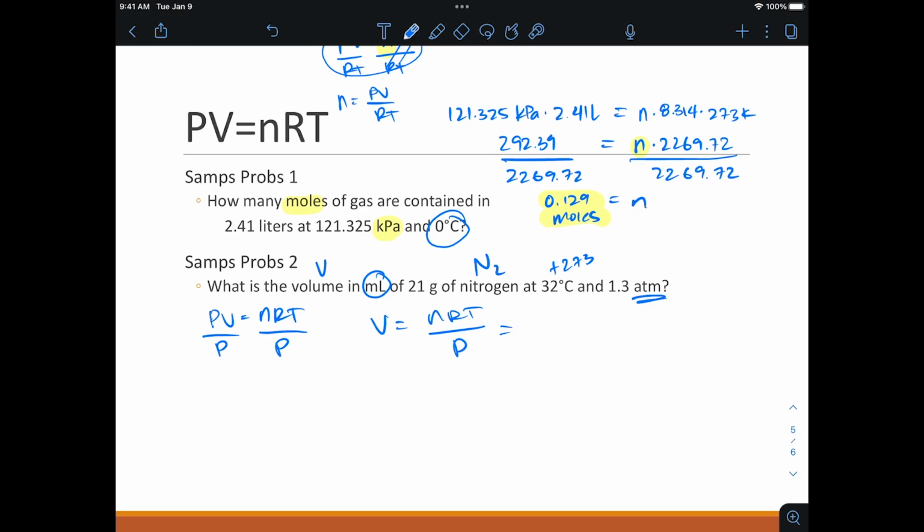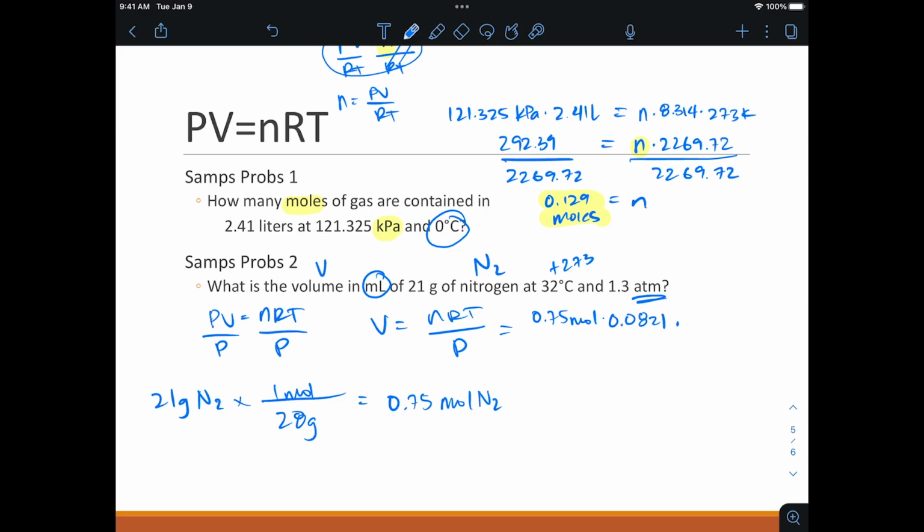This problem has some side work as well. Before you can shove the numbers in, your grams have to be in moles. Anytime you see grams for the ideal gas law, you've got to convert them to moles because that's what the equation calls for. So 21 grams of nitrogen, you know the molar mass of nitrogen is 28 grams per mole. And so 21 divided by 28, of course, is 0.75 moles of nitrogen. And that's going to go in for n. So 0.75 moles.